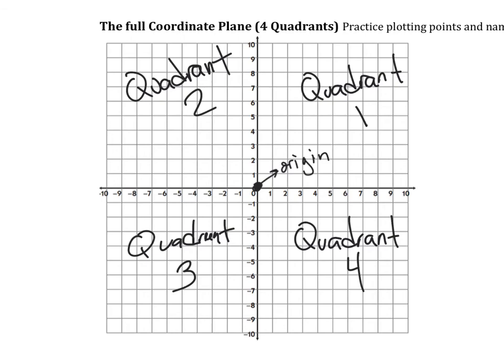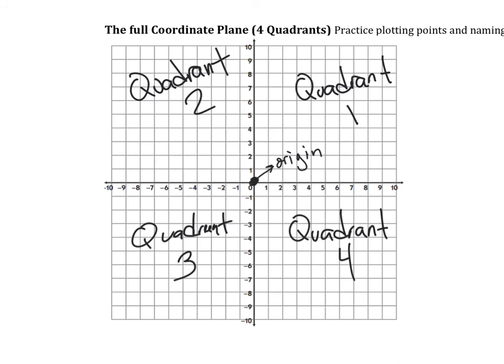We have the origin, and we have the x-axis. Let's go ahead and label that the x-axis, and this is the y-axis. So all of these things have names, and we just need to know the names so we can describe everything about the coordinate graph and what's inside each one of those quadrants.